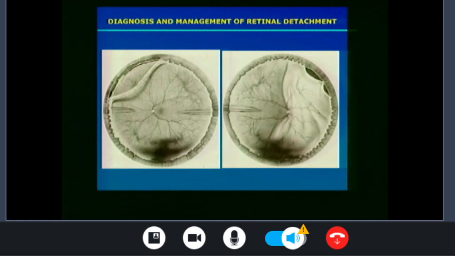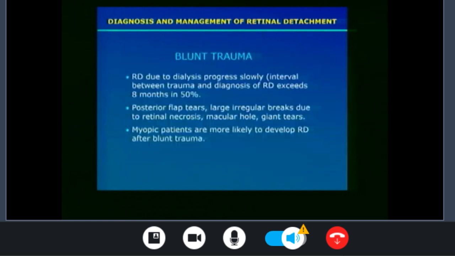And this is avulsion of the vitreous base. This is dialysis, separation of the neurosensory retina from the non-pigmented epithelium of the ciliary body. And the interval between the trauma and the detachment can be long. The detachment in these patients is usually slowly progressive. Why slowly progressive? Because the vitreous is still attached, because the vitreous is healthy. So this is a chronic type of detachment.